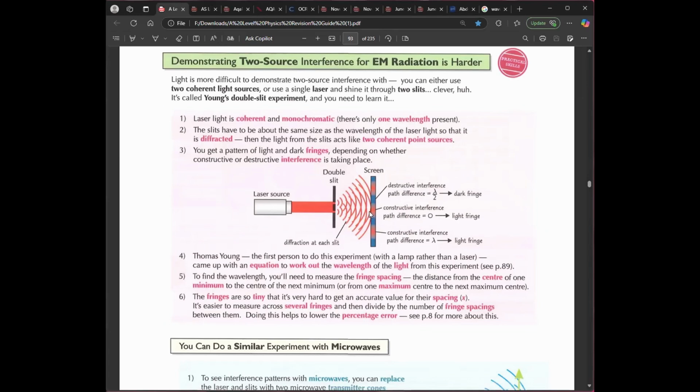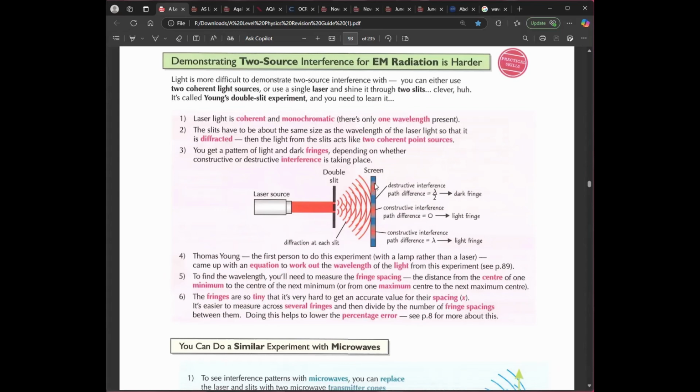You can see that for the center one, the path difference is zero because both of them have traveled the same distance. They're coming from the same source. For this dark spot, this one would have traveled at an angle, and this one would have traveled at a shorter angle, so it has covered less distance. And if it's a dark spot, then this would definitely be a difference of lambda by 2, because that's the first dark spot.